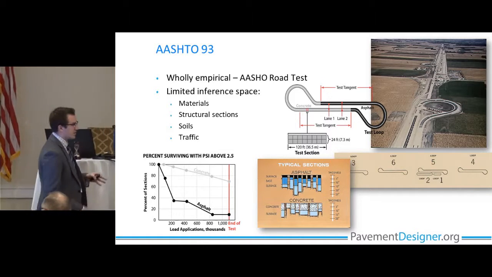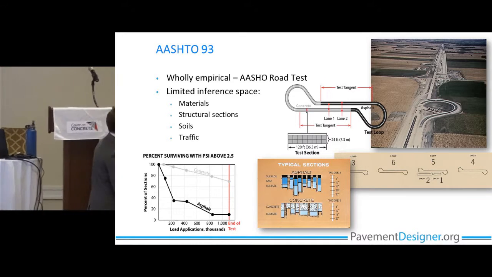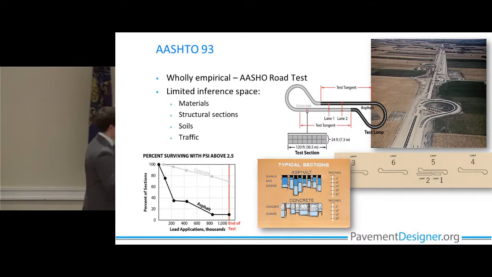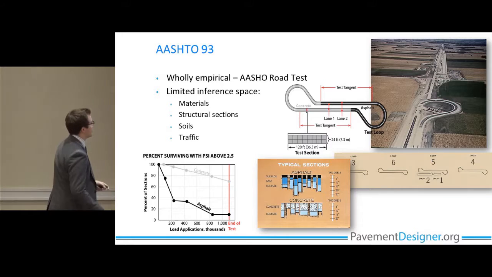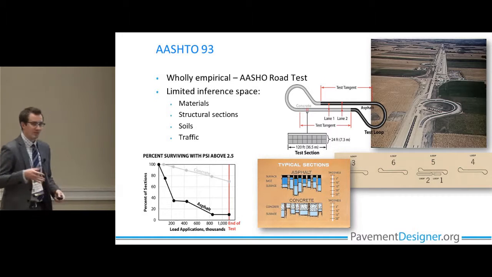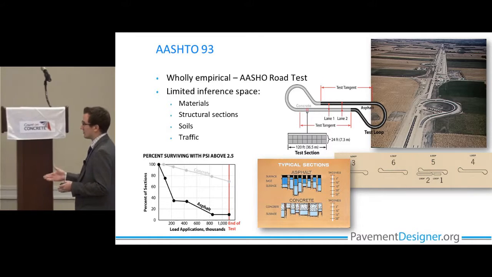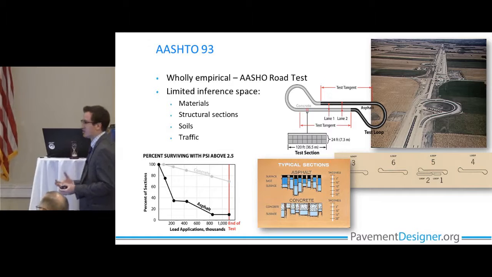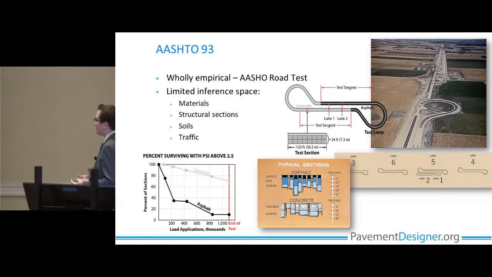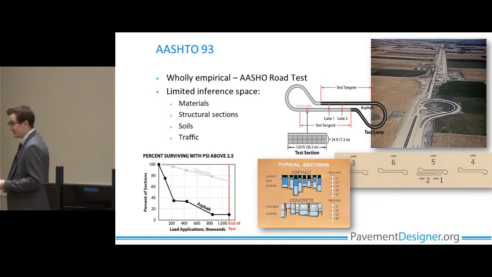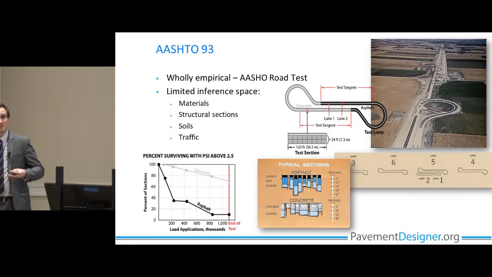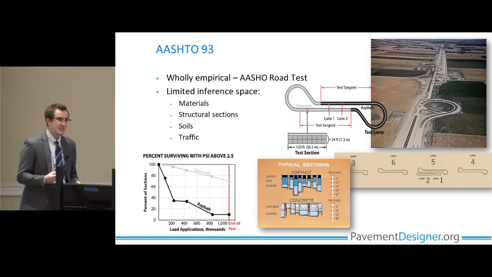So AASHTO 93 is one of the most popular design methodologies for all of concrete pavements. It's really kind of ingrained in pavement engineers as a design methodology for pavement design. Now, there are some issues with that. The first issue is that AASHTO 93, as well as its predecessors, are all based on the AASHTO road test. And the AASHTO road test was performed in the 1950s in Illinois. So basically, we're designing our concrete pavements based off of a 2-year road test that we did in Illinois. And so there are limitations to doing that.